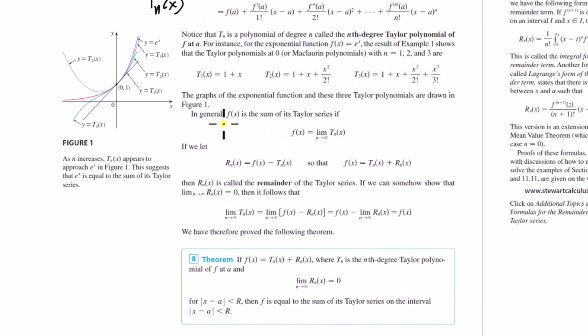In general, if f of x is equal to the sum of its Taylor series, then you take the limit as n goes to infinity of the T sub n of x, and that's going to be equal to f of x. So they kind of illustrate this here. You have e to the x, and then they draw the curves for T sub 1, T sub 2, T sub 3. As n goes to infinity, it's going to converge to e to the x. That's the idea. If we can prove that this is the case, then we can obviously prove that f of x is equal to its Taylor series.